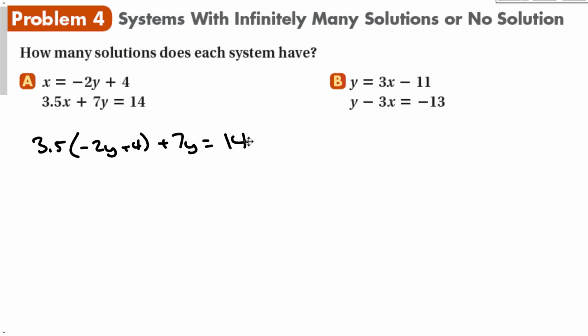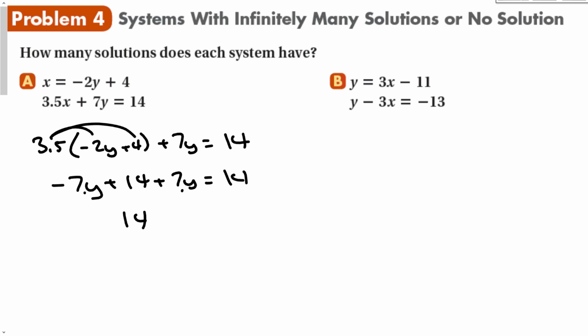Okay? Distribute gives me negative 7y. 3.5 times 4 is 14, plus 7y is equal to 14. The negative 7y and the positive 7y go away, which means I have 14 equal to 14. Okay? This means that we have infinite solutions because we have something that is true. So that means x and y could be anything, and we will get these two sides to be the same.